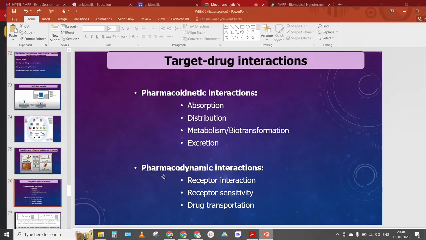Then the target drug interactions. In pharmacokinetic interactions, as I've told, there are four terms: ADME, absorption of the drug, distribution of the drug, metabolism or biotransformation of the drug, and excretion of the drug. Meanwhile, pharmacodynamic interactions are called receptor interaction, receptor sensitivity, and drug transportation.